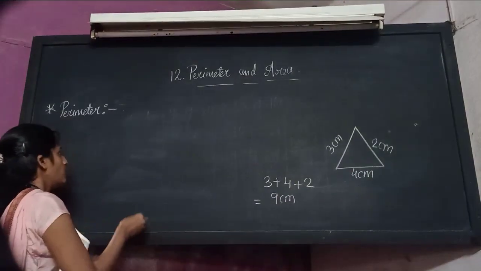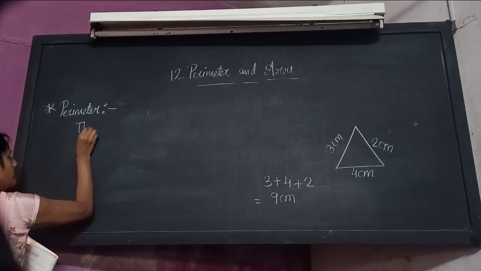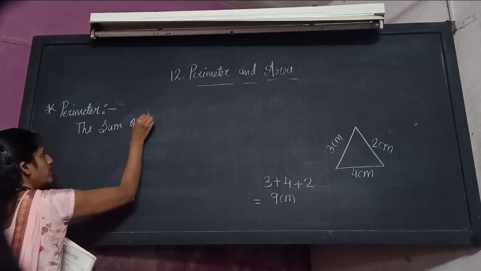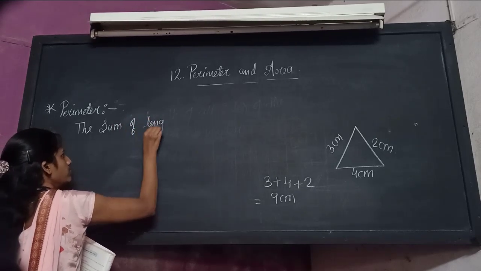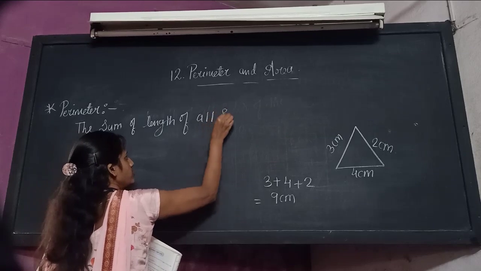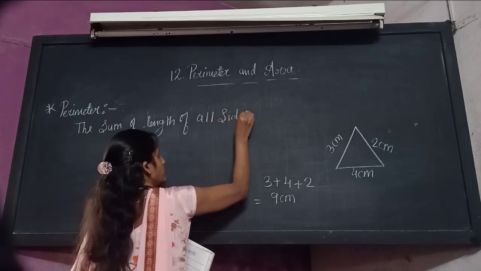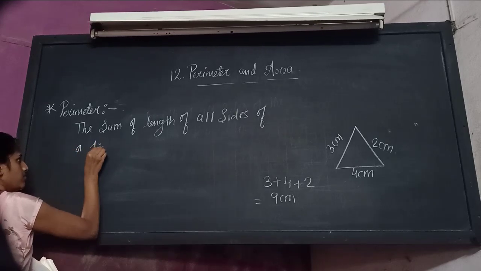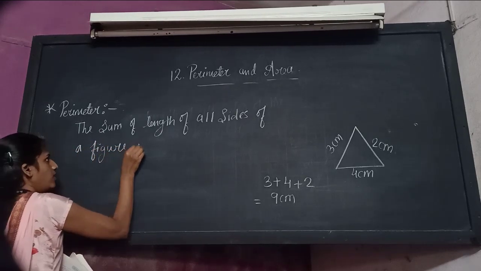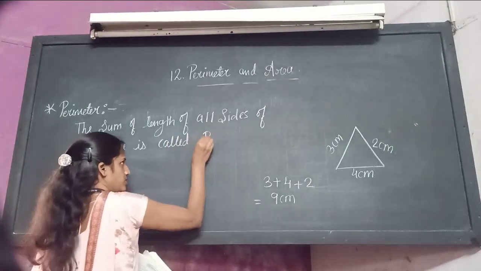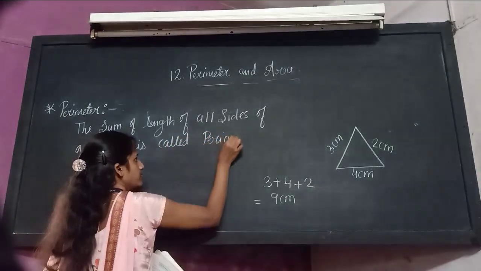So perimeter means what? The sum of length of all sides of a figure is called perimeter. You have to write this definition in your notebook.